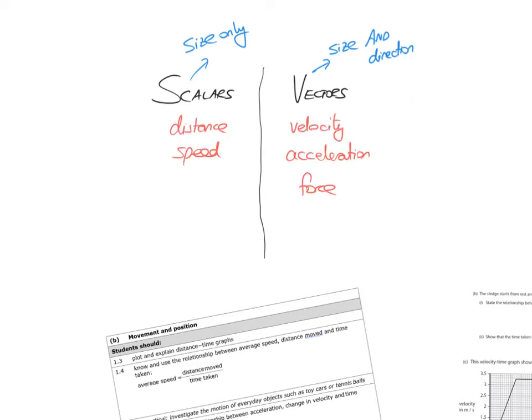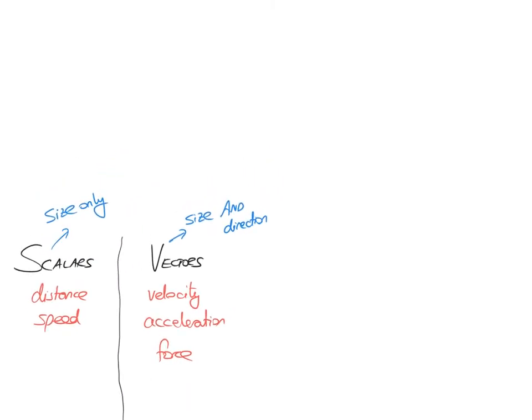Okay, done? So hopefully you've got those right. Distance and speed only have a size, whereas velocity, acceleration, and force do have a size, but they also have a direction. Okay, next, there are three equations that you need to know which relate these quantities.